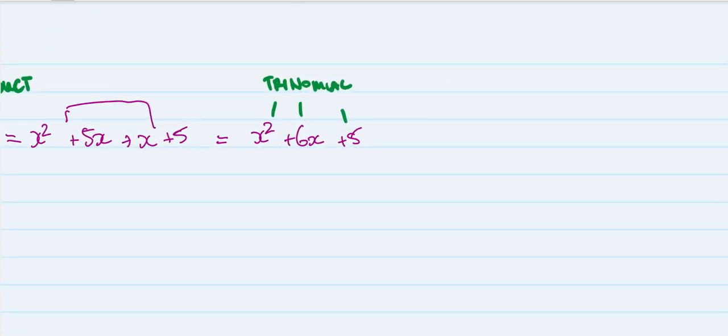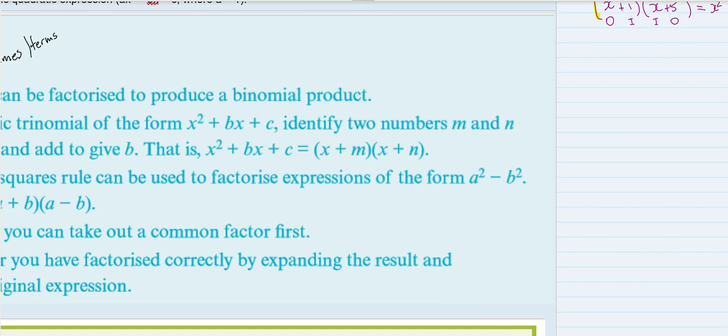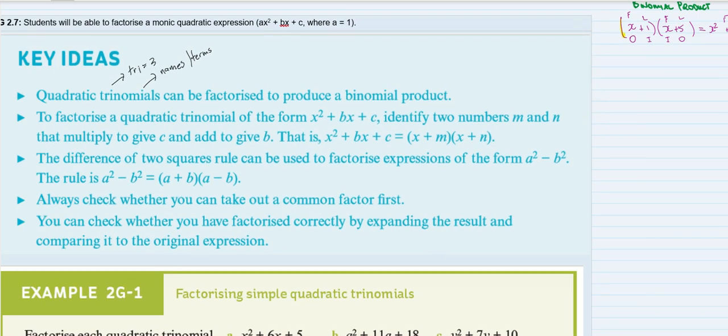Now the general form of a quadratic expression looks a bit like this. So let's just define a quadratic as well. To factorise a quadratic trinomial in the form of x squared plus bx plus c, okay, that is a quadratic. Identify two numbers m and n that multiply to give c and add to give b. That is x squared plus bx plus c equals (x plus m)(x plus n). Well, that's our form of a quadratic, so let's define that as well.